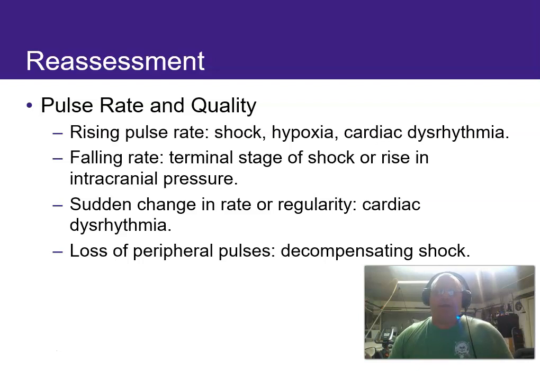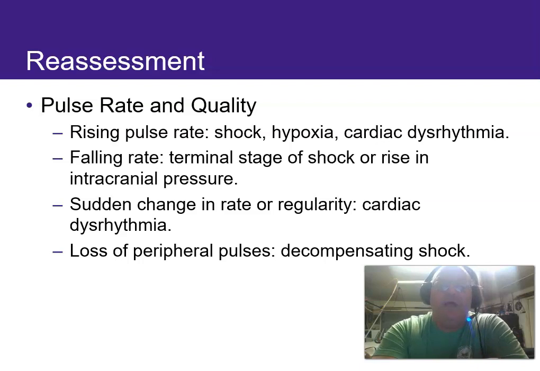Pulse rate, rhythm, and quality. Again, we want to make sure that that's there. If we've got a falling rate, double check your oxygen saturations. Check whether the patient is in shock. And again, it's the terminal stage of shock when they start to slow down, usually because of poor oxygenation. By the way, the number one way to fix bradycardia is good oxygenation and ventilation.